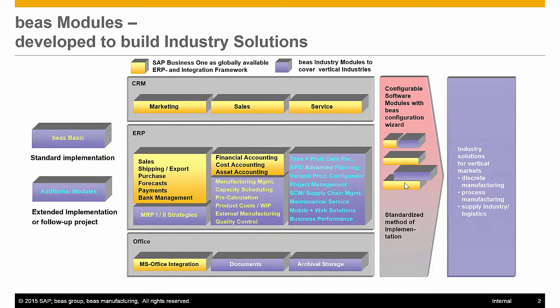First of all, it is important to let you know that our quality control module is part of our beas basic license, which is the most important license in beas, where we have approximately 80% of the available functionality in our solution.